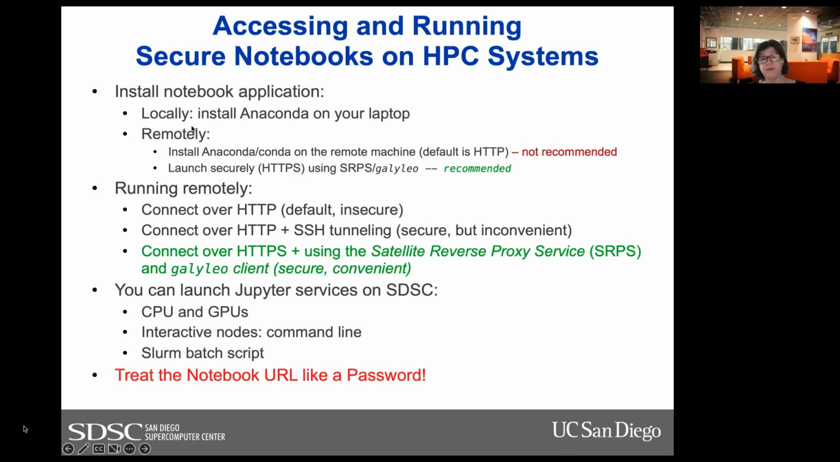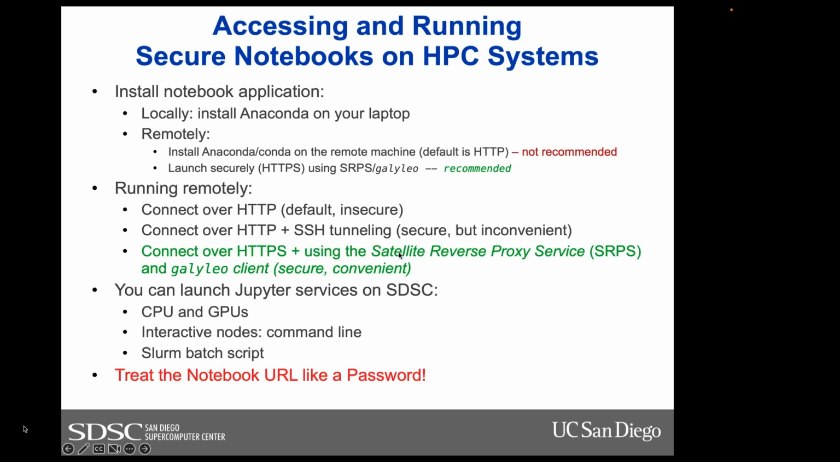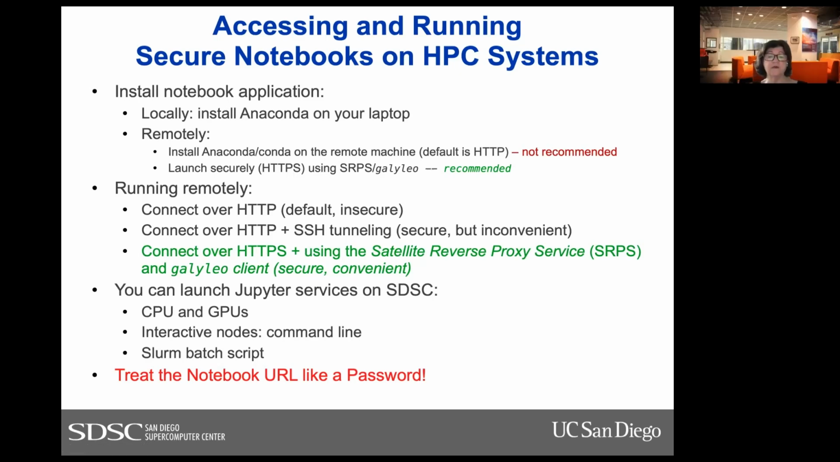First of all, you run it from Anaconda on your laptop, and if you're staying on your laptop, you're secure. But you can also connect over HTTP with SSH tunneling, more secure, over HTTPS using our service. And the Expanse portal actually uses that Satellite reverse proxy service. I'll talk about that in a moment.